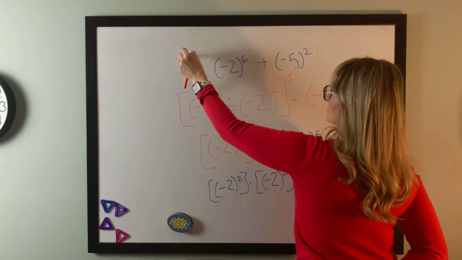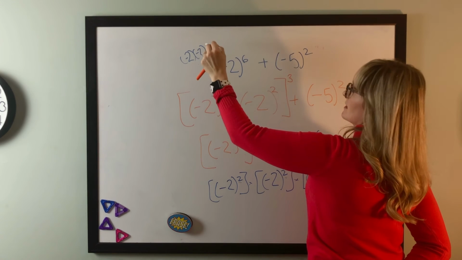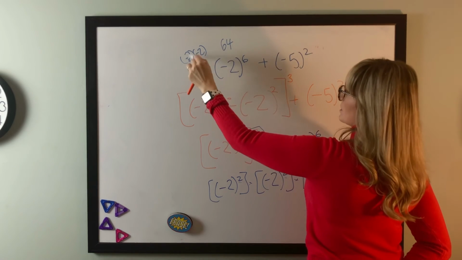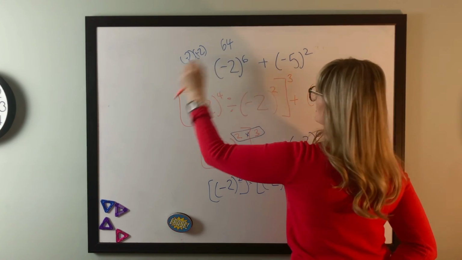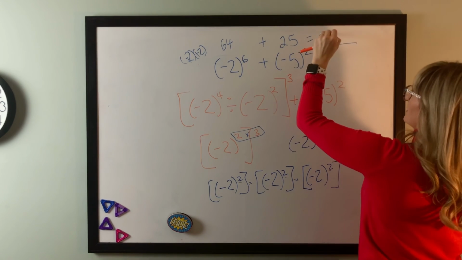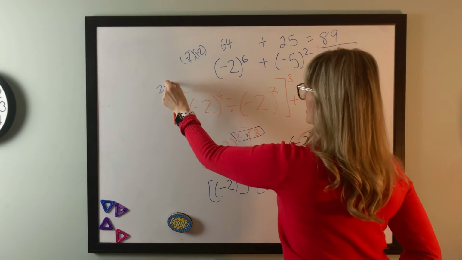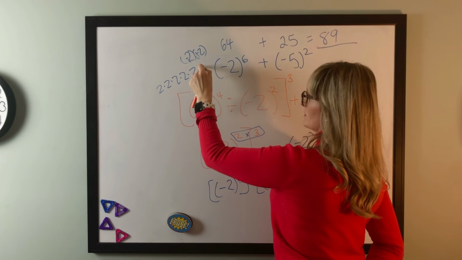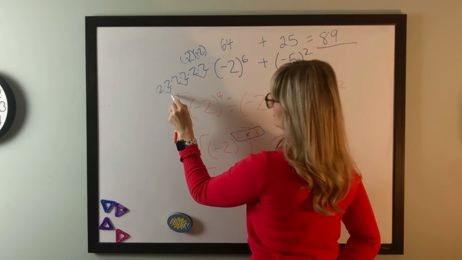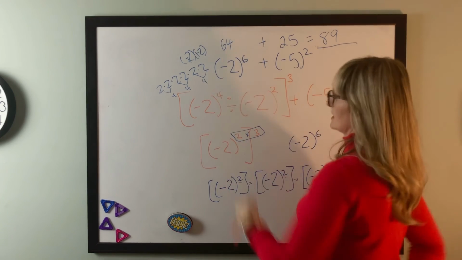So -2 times -2 is 4, then 16, and then you're going to multiply it again by 4, 64. The negatives will all cancel, and then this will be 25, and then you add them together to get your answer. If you forget, you can always not write this all out and just go, okay, 2 times 2 is 4, 2 times 2 is 4, 2 times 2 is 4, 4 times 4 times 4 is 64. And I have an even number of negatives, so they're all going to cancel.